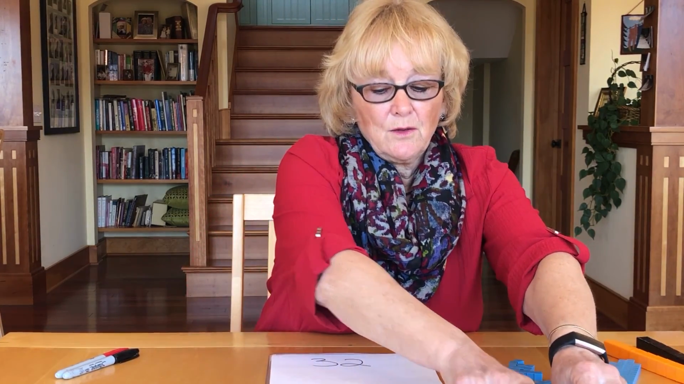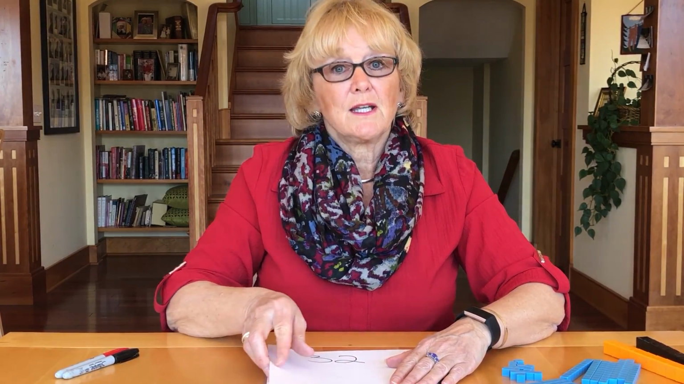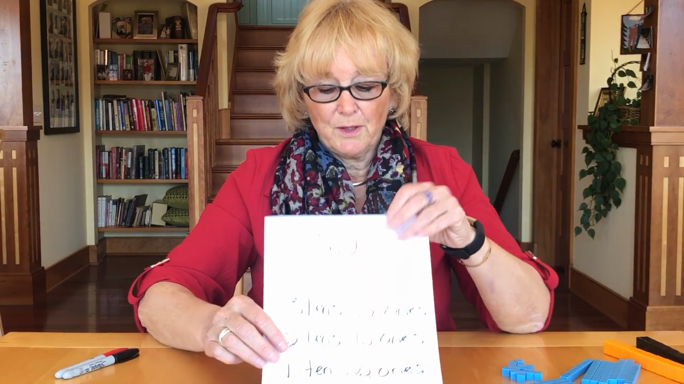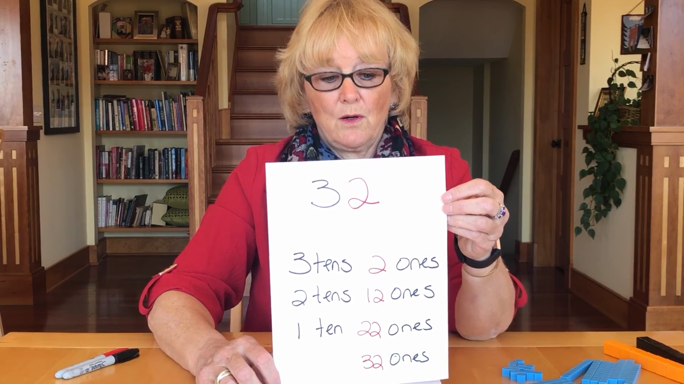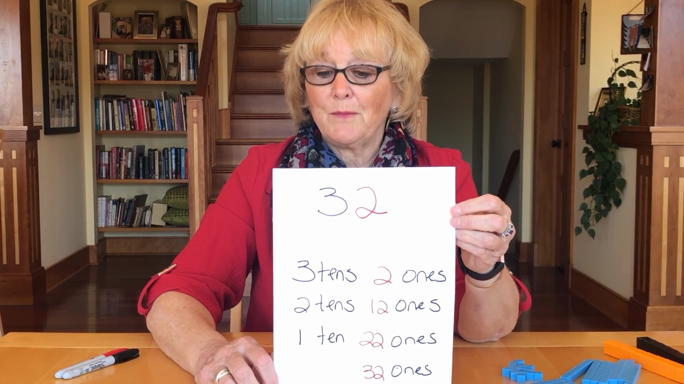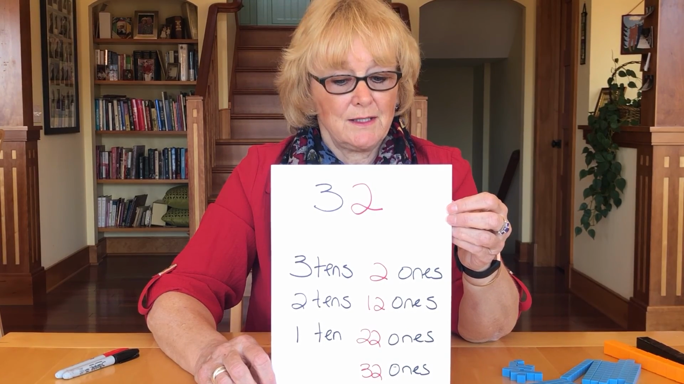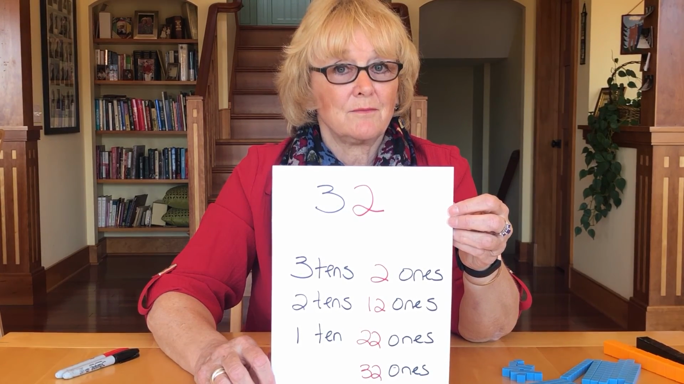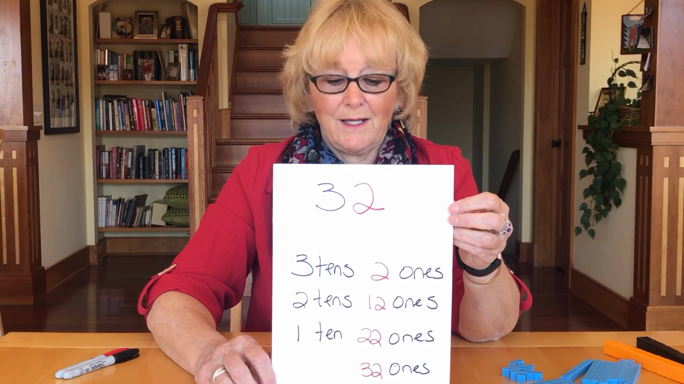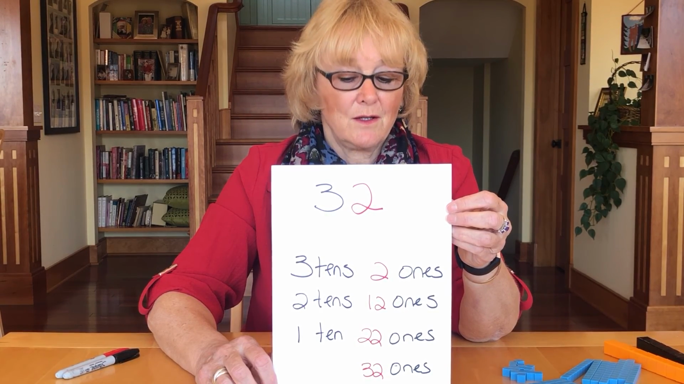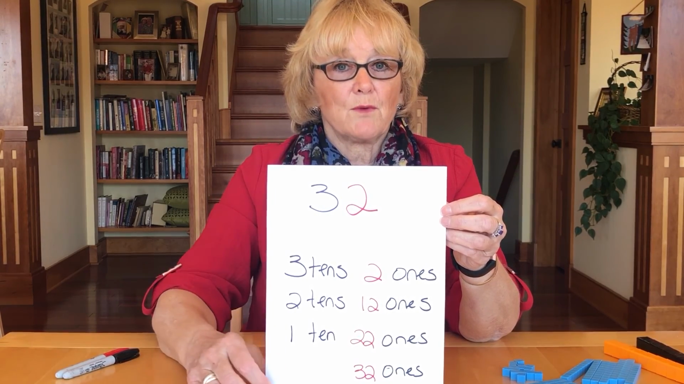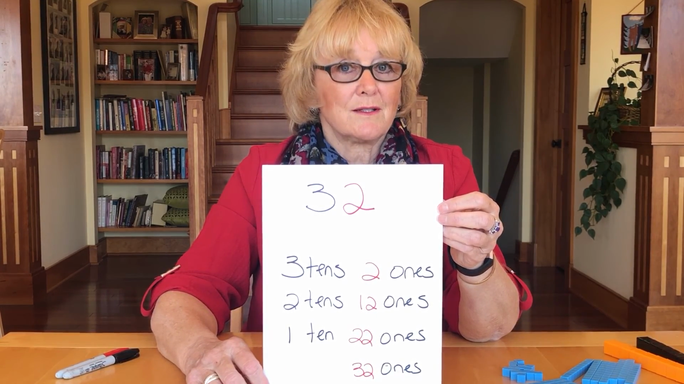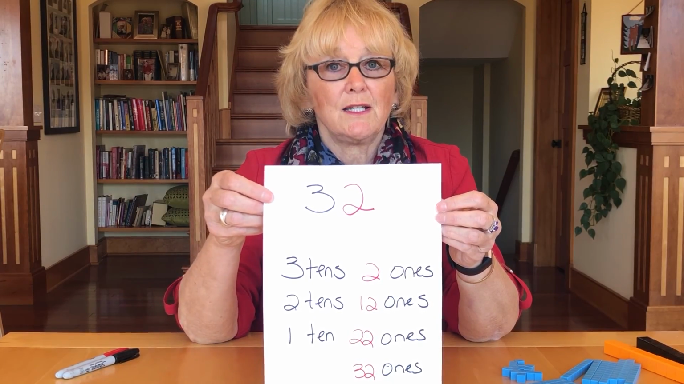Included with that, we also want students to understand that 32 can be represented in different ways. 32 could be represented as 3 tens and 2 ones, but it also means it is 2 tens plus 12 more ones, or 1 10 and 22 ones, and finally 32 ones. All four of these representations are important for future understanding.